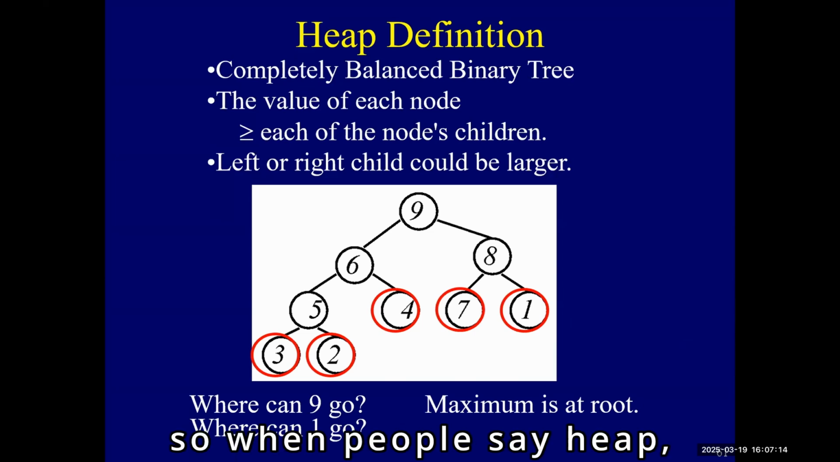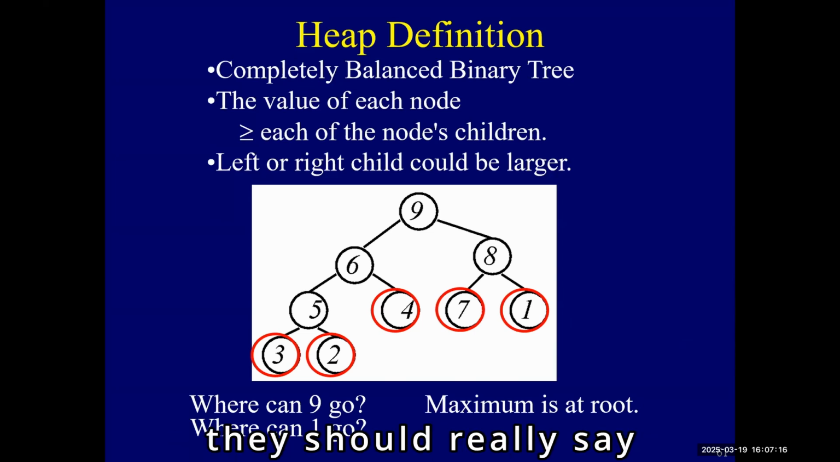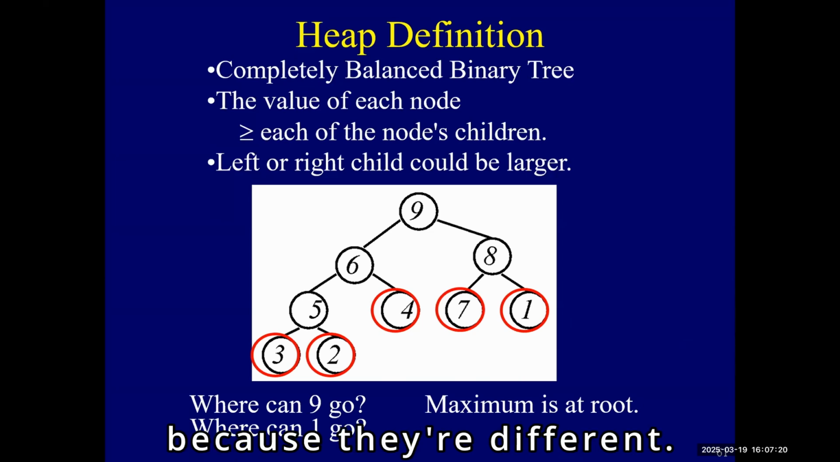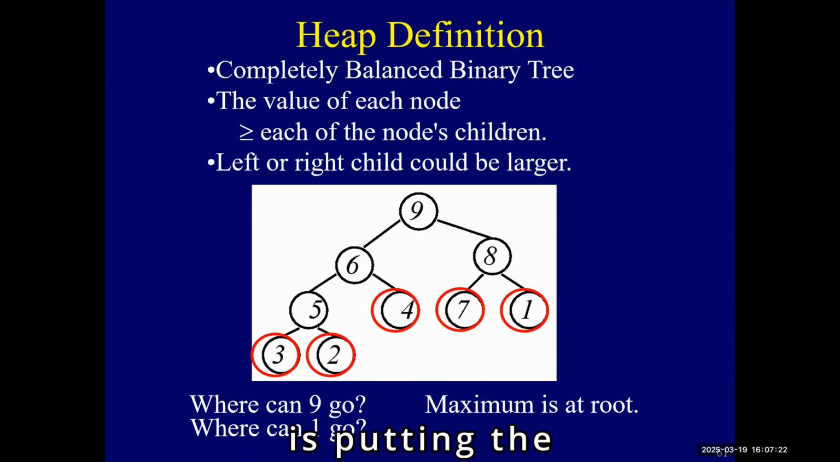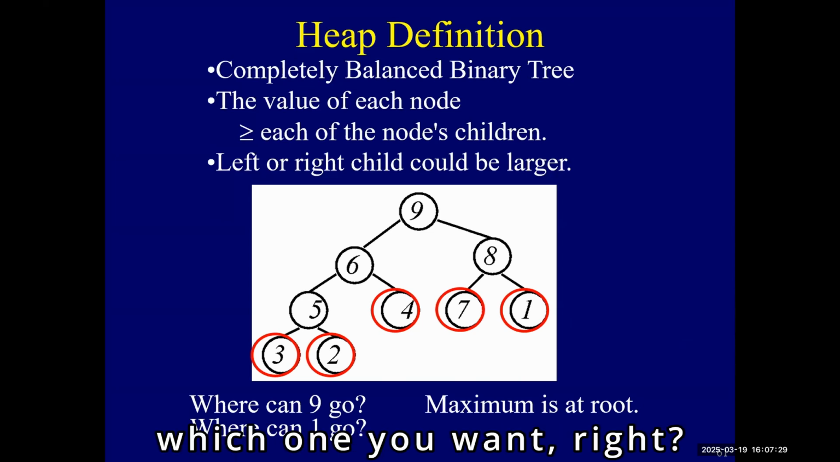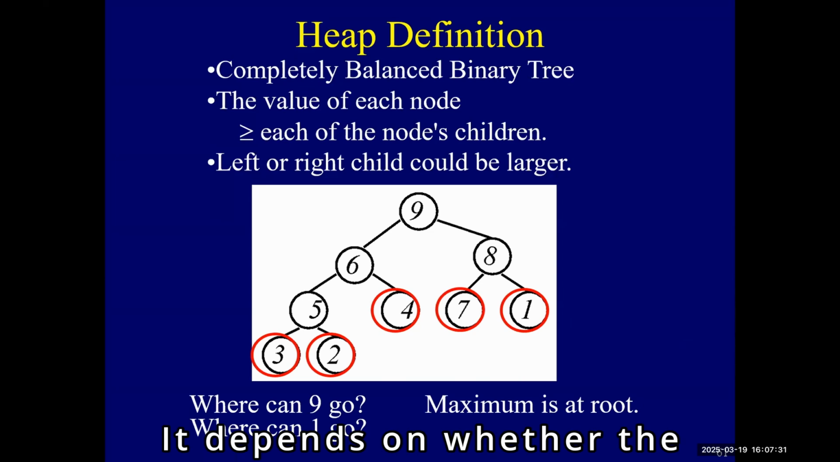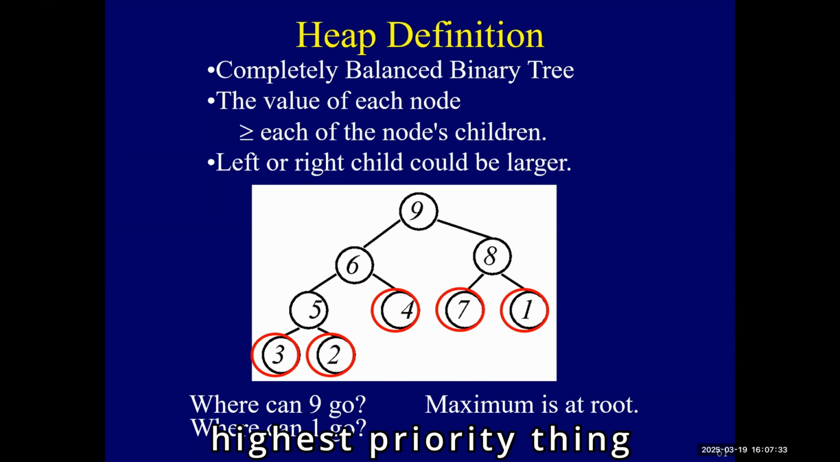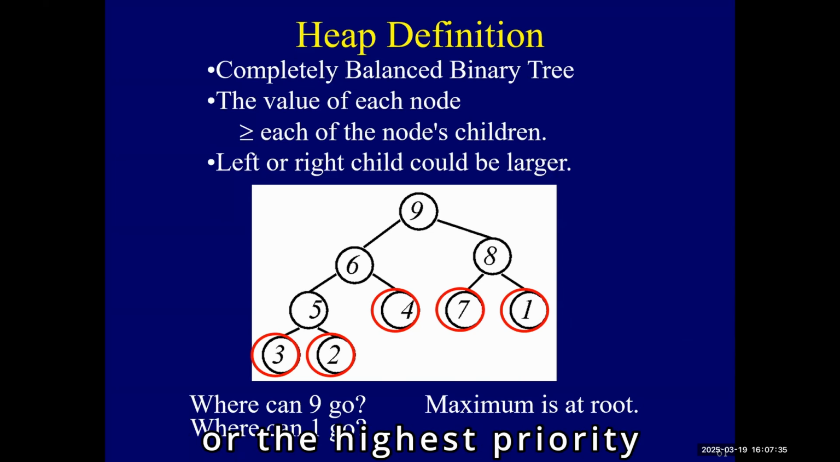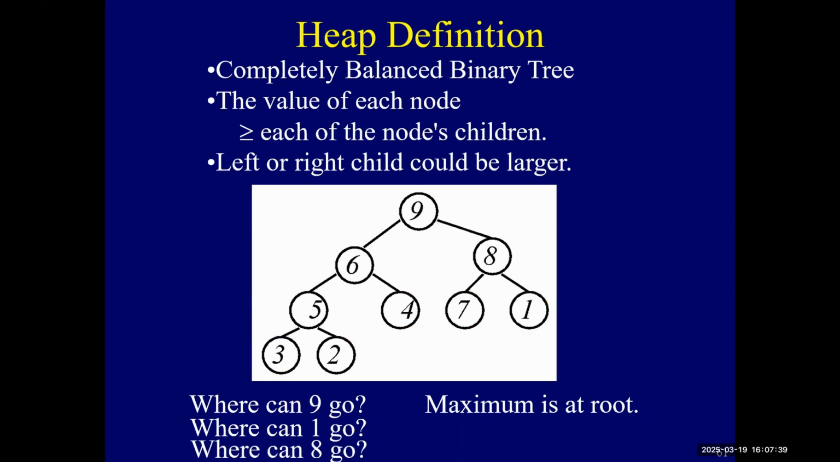So when people say heap, they should really say, is it a max heap or a min heap? Because they're different. A max heap puts the max at the top, and a min heap puts the minimum at the top. And it depends on which one you want, on whether the highest priority thing is the biggest number or the smallest number, right? And so now you can see 8 can be one of those two.